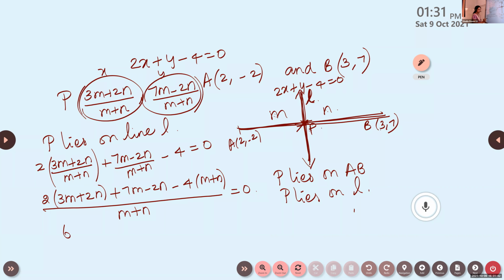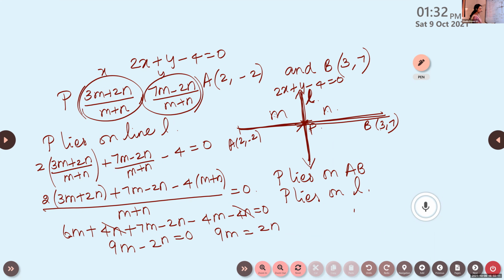Now open the bracket. 6m plus 4n plus 7m minus 2n minus 4m minus 4n is 0. Now group the m terms and group the n terms. When you group the m terms, 13 minus 4, that is 9m. The n terms: 4n minus 2n minus 4n gives minus 2n. That means 9m minus 2n is 0, so 9m is equal to 2n. Therefore, m by n is equal to 2 by 9, which is 2:9. So the ratio is not given, we are finding the ratio.